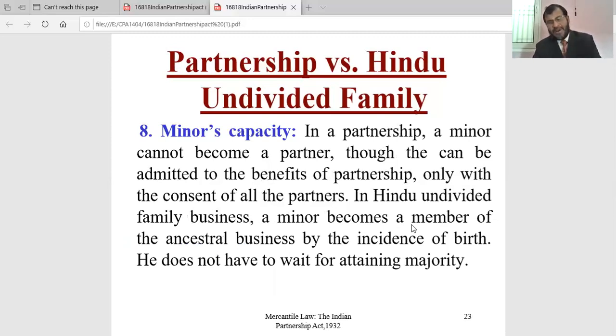We will see what is a minor's capacity in partnership, and what is a minor's capacity in HUF. In a partnership, a minor cannot become a partner, though he can be admitted to the benefit of the partnership only with the consent of all partners. In a Hindu undivided family business, a minor becomes a member of the ancestral business by the incidence of birth itself. He does not have to wait for attaining majority.